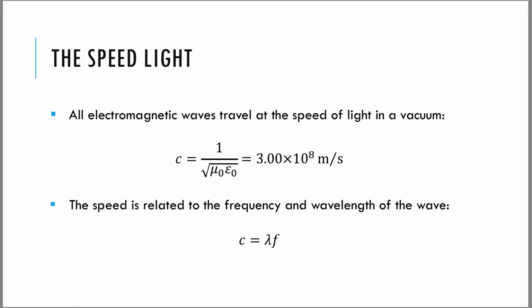The other thing I wanted to mention about the speed of light is that in general, the speed of any wave is related to the wavelength lambda of that wave and the frequency of that wave. Since we're going to be talking about electromagnetic waves that travel at the speed of light, we're going to replace the speed v by the constant c. This expression is going to be useful in the following slide.